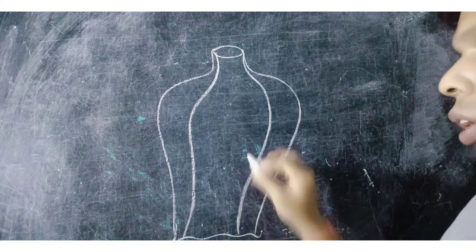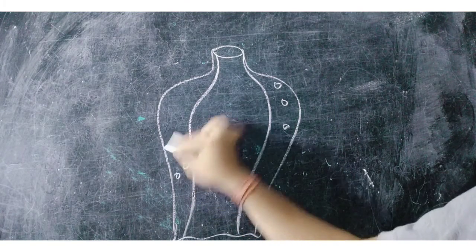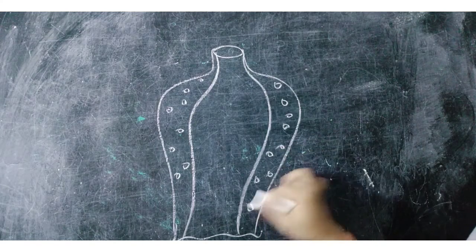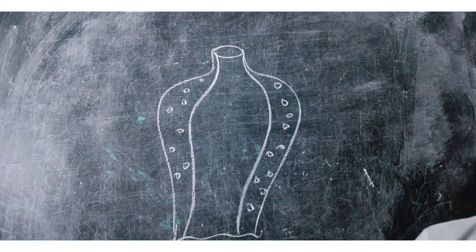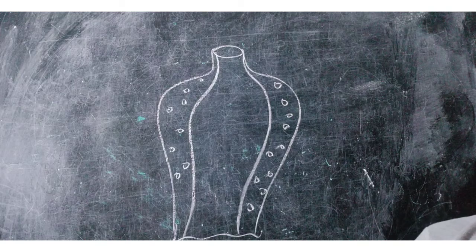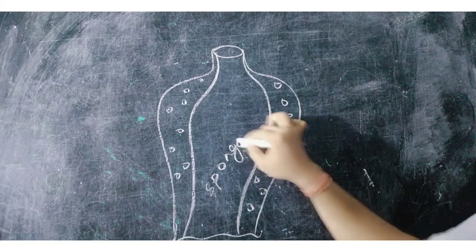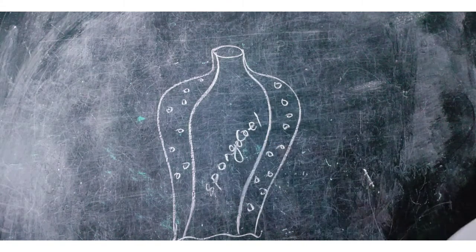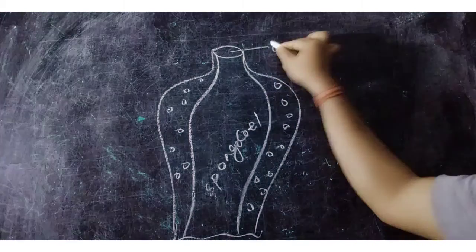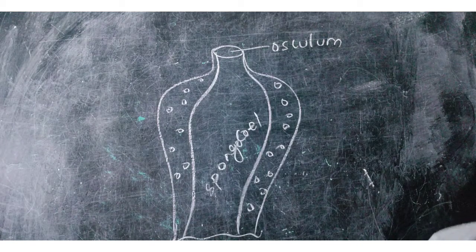The body consists of a number of very small openings. These openings are ostia. The ostia open into a central cavity, the spongiocele cavity. The terminal opening is the osculum, or the mouth of the sponge.